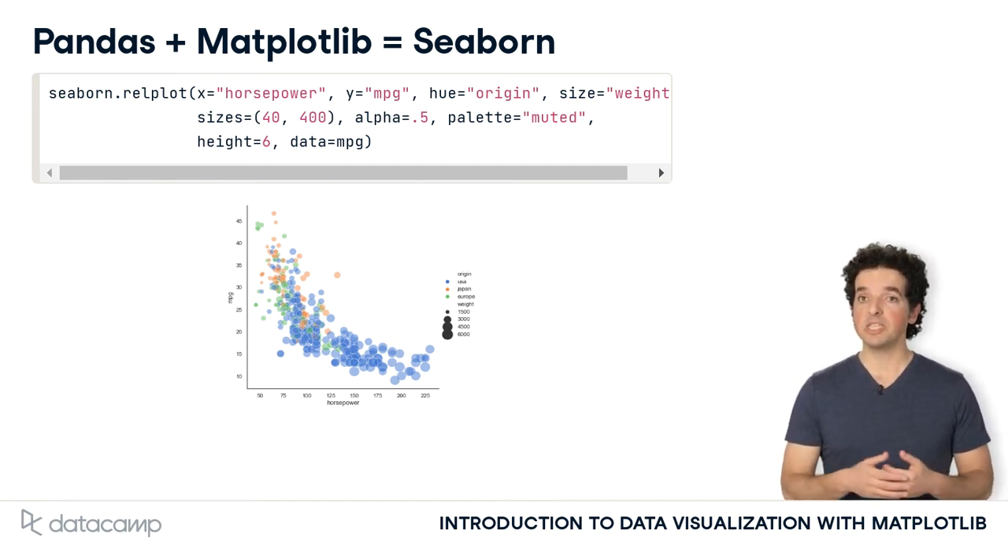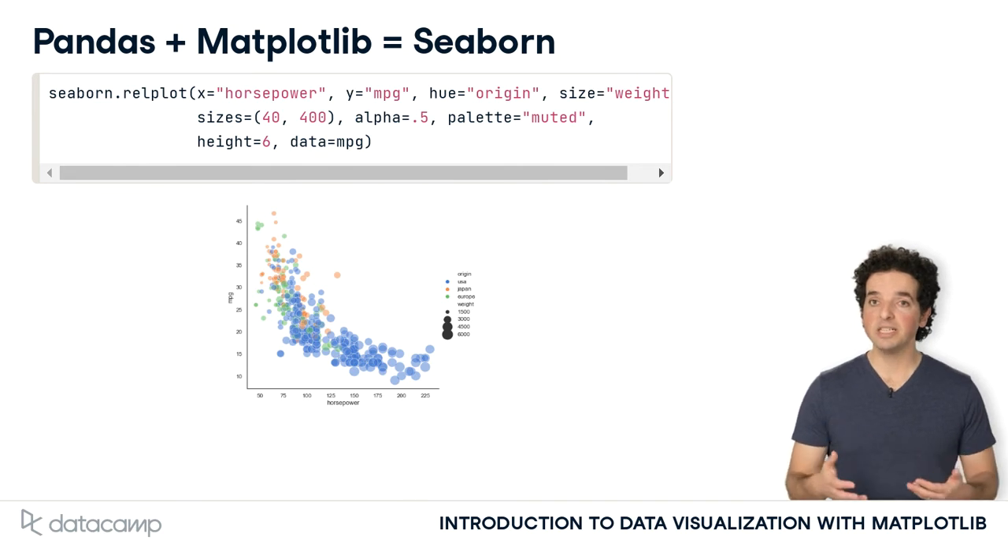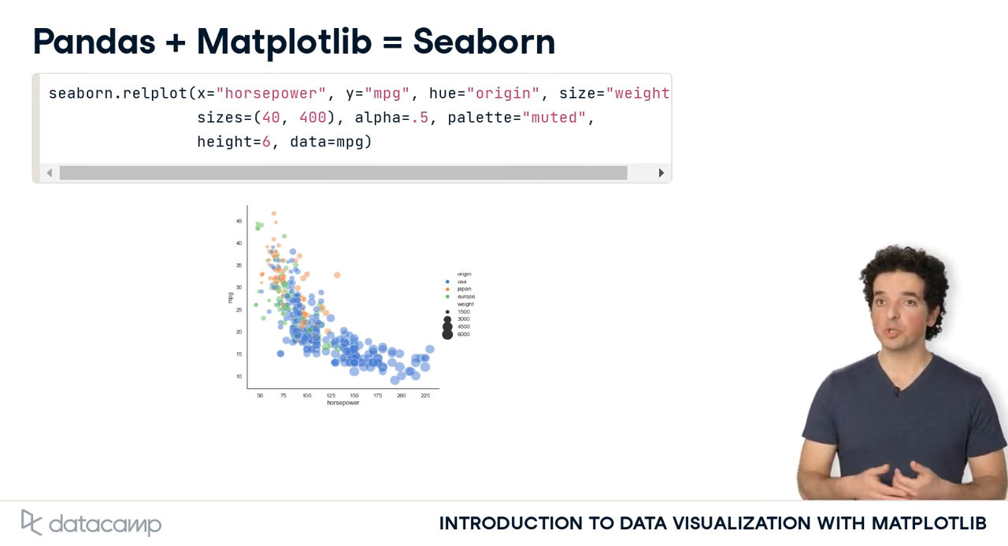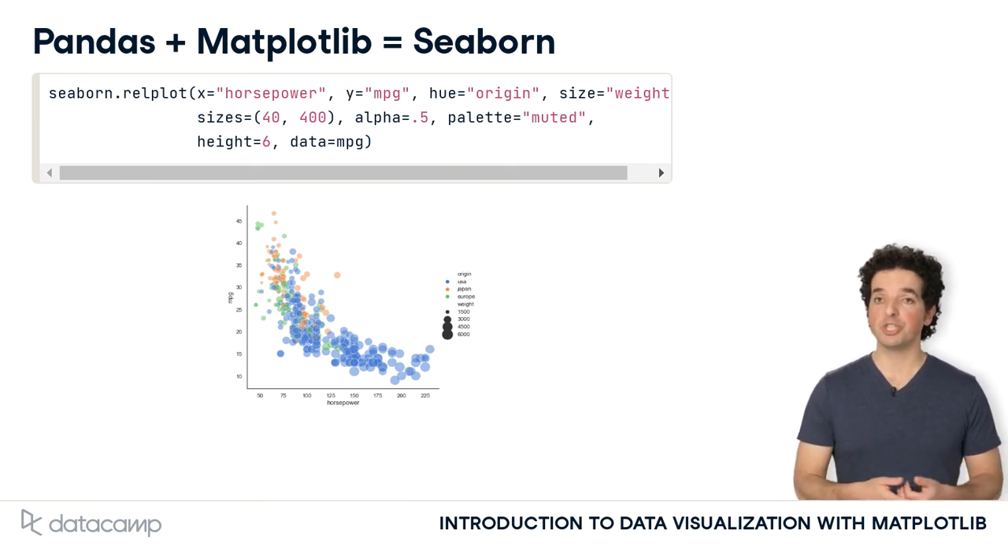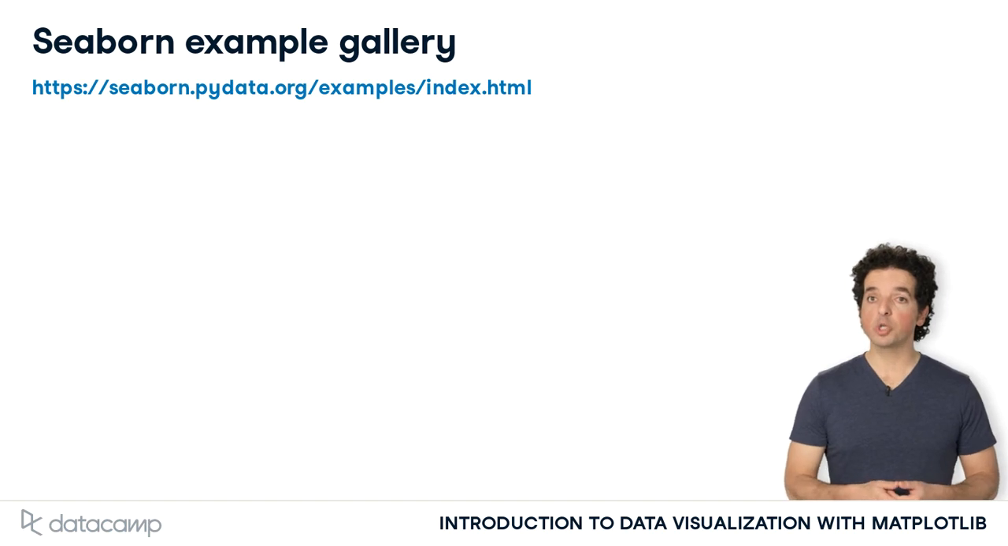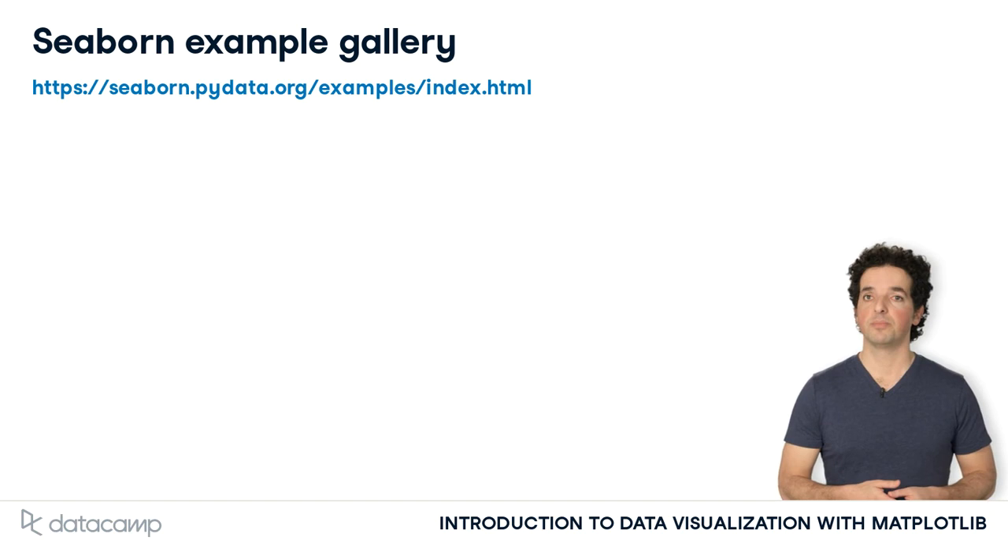The nice thing about Seaborn is that you can create elegant and sophisticated visualizations of your data with very little code. For example, this code would create this visualization that encodes the fuel efficiency of cars as a function of their horsepower, but also encodes the country in which the car was manufactured using the color of the bubbles, as well as their weight using the size of each bubble. Seaborn also has an extensive example gallery that you can visit in this URL.